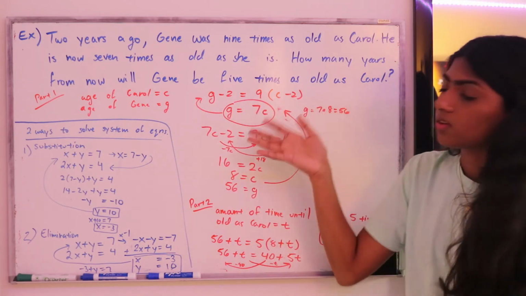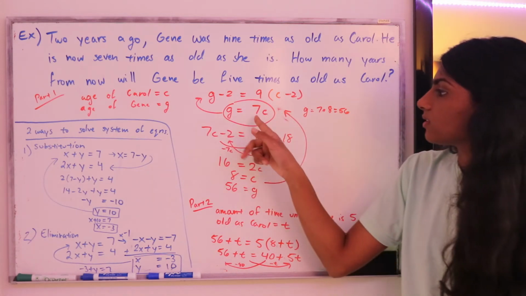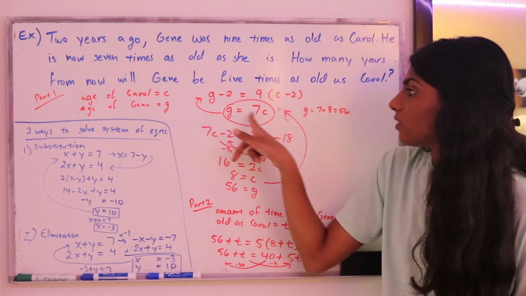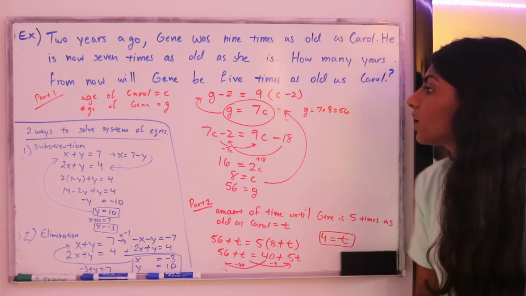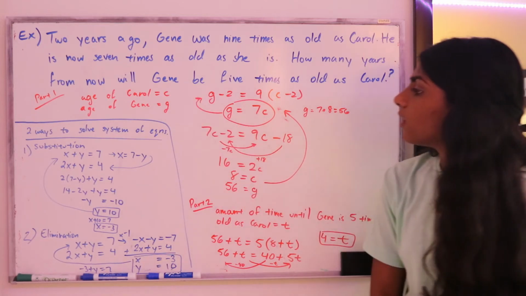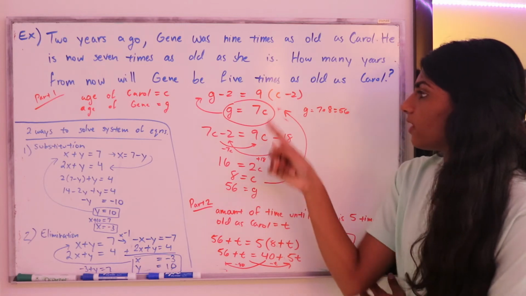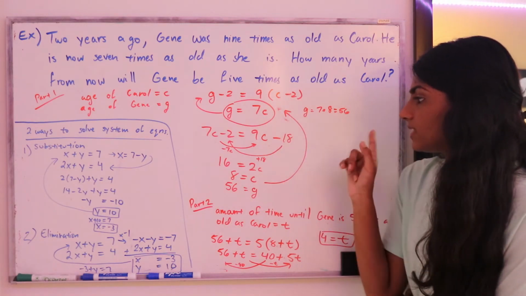So conveniently, this is already given to us. We know that G equals 7C. So I can substitute whatever G is with this, 7C. So I'm going to put 7C instead of G over here. And then I get 7C minus 2 is equal to, and then multiply this out, 9C minus 18.